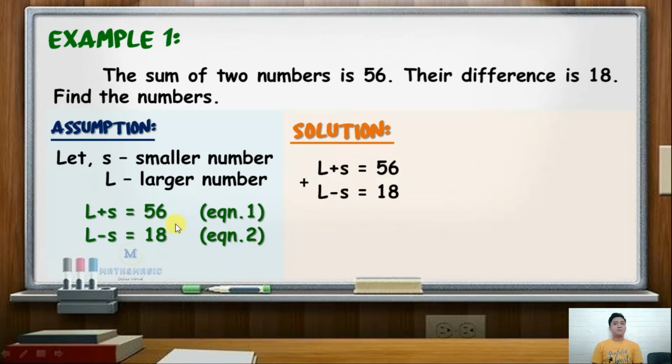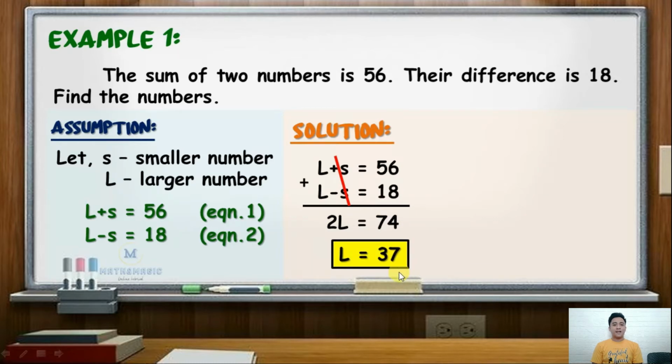For this item, let's use elimination. Notice that when we add the two equations, variable S will be eliminated or canceled out. Now adding L and L, the sum is equal to 2L. On the right side, 56 plus 18, the sum is equal to 74. Dividing both sides by 2, L will be equal to 37.